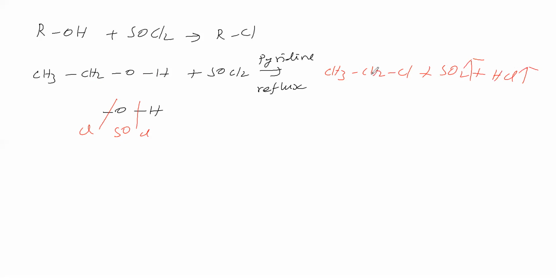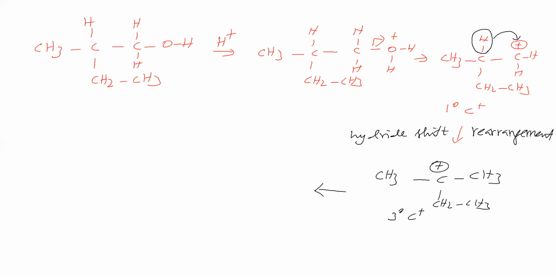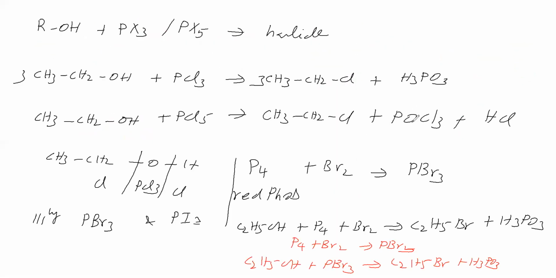So in this method, we are getting this chloride in a highly purified form when compared to the halogen acid method or the phosphorus halide method. Why? Because in this method, these are gases which go away, only the chloride will be there. Whereas in this method, these are not gases. Therefore, it is not in a highly pure form.